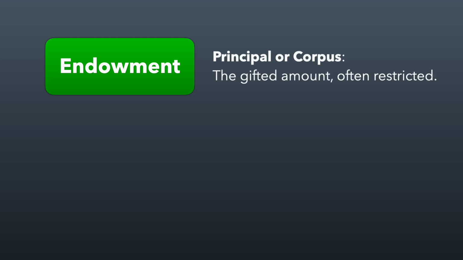And then what happens with the endowment is it grows over time, and the nonprofit uses the growth of the endowment to fund its activities. So a few terms to keep in mind about endowments. First of all, the original gifted amount is often called the principal, or it might be called the corpus, but it's essentially that original gifted amount. So if you had a $10 million donation in the form of an endowment, then that $10 million is the principal or corpus.